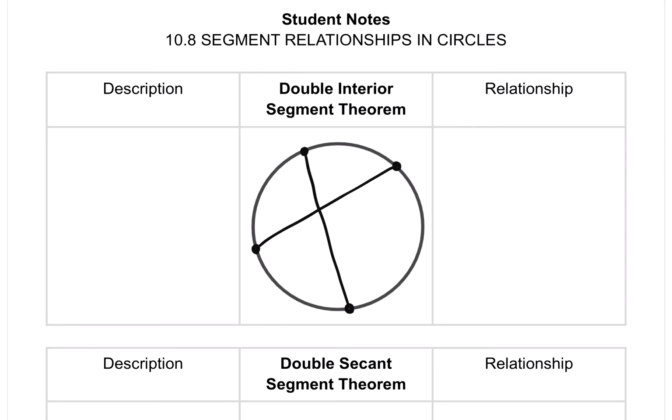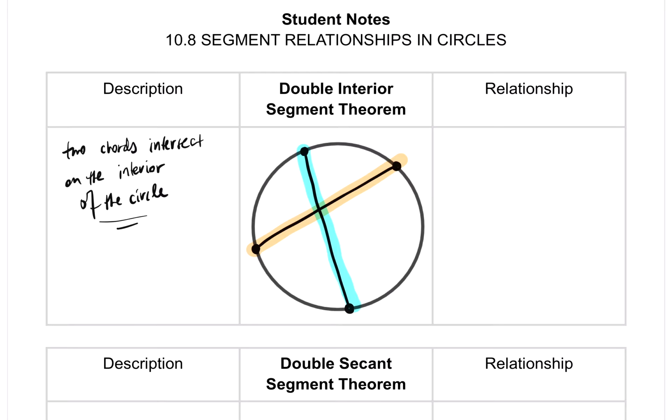Okay? I'm going to highlight mine to be different colors. So there's an orange one, and there's a blue one. You guys see that? So there's an orange one and a blue one. I'm making that distinction because the formula I'm going to do later requires that, okay? All you need for this description over here, all you need is that two chords intersect on the interior of the circle. Two chords intersect on the interior of a circle. That's all you need for this theorem to apply. So if you have this, then you get this relationship we're about to write down.